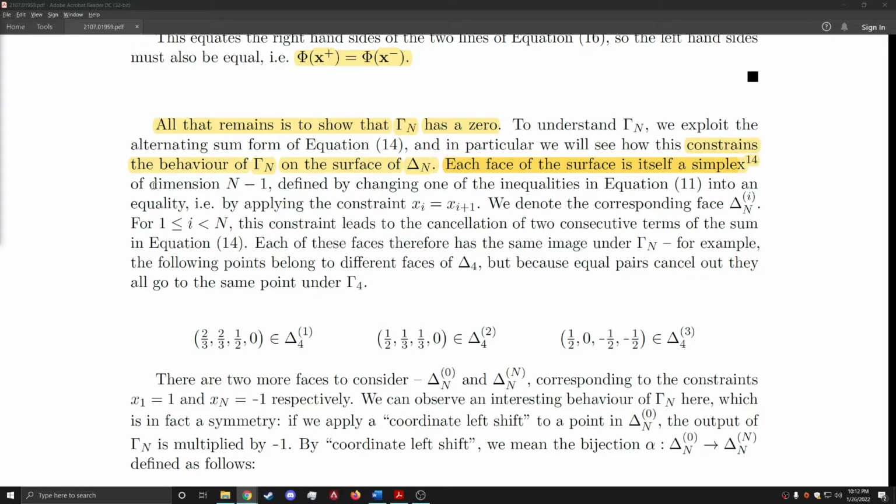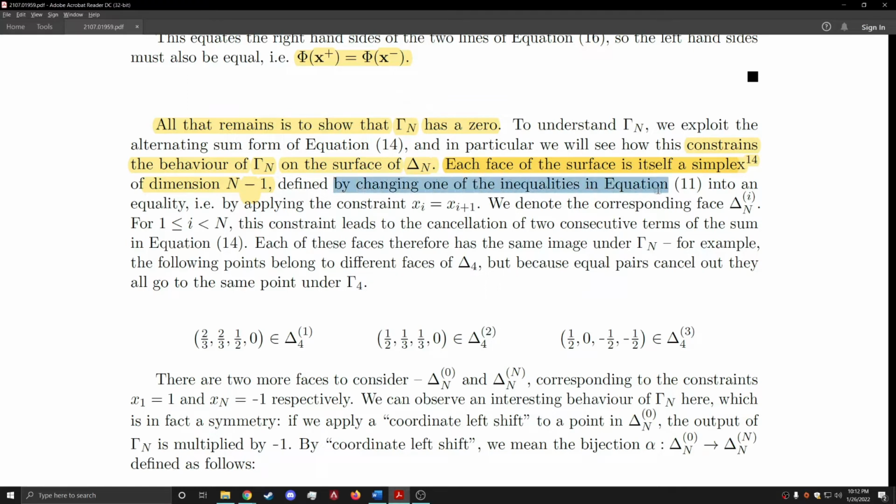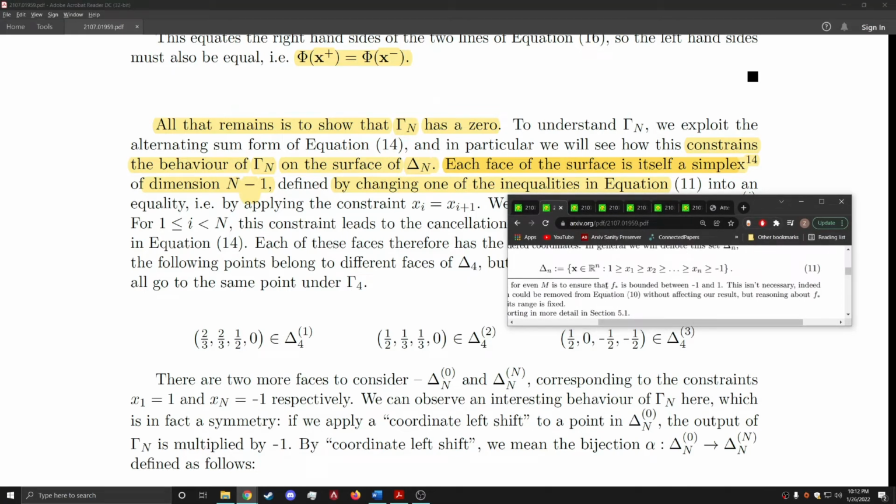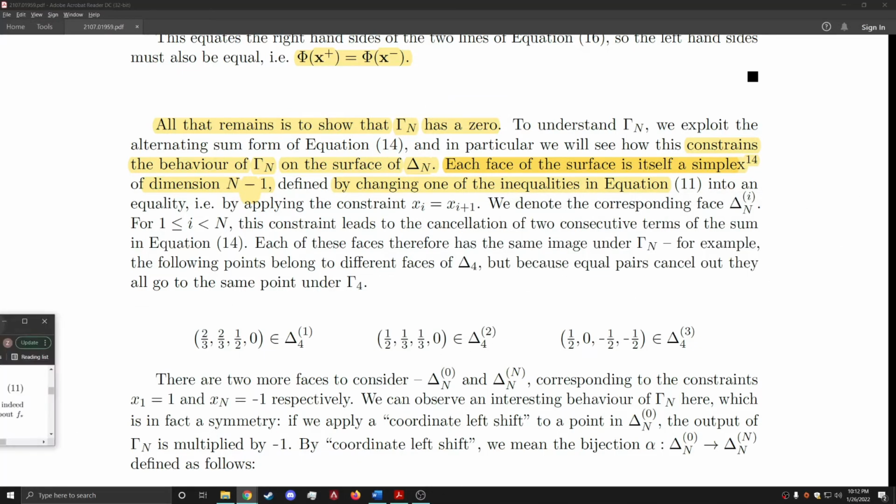So the simplex of the surface is going to be of dimension n minus 1, and it's going to be defined by changing one of the inequalities in equation 11. Now you may be asking, what is equation 11? Well, I asked that at least, and that's going to be this one right here, this n simplex, and it's just the descending one to x sub 1, then x2, 3, 4, that we defined the f on, that we said the f is completely constrained on.